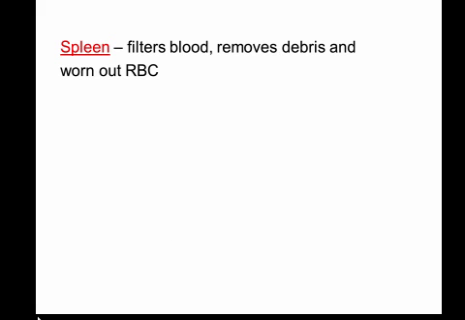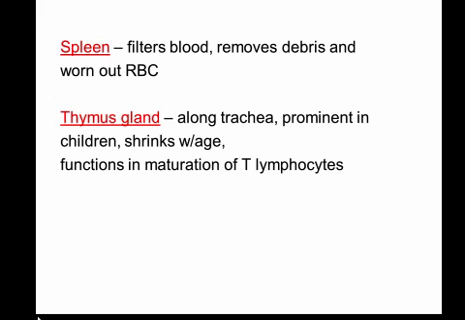The spleen is another lymph organ. The spleen filters the blood. It removes debris and worn-out red blood cells from circulation. The thymus gland is another lymphoid organ. The thymus gland is located along the trachea or the windpipe. It's very prominent in children, and it shrinks with age. The function of the thymus gland is in the maturation of a specific type of lymphocyte called a T lymphocyte.